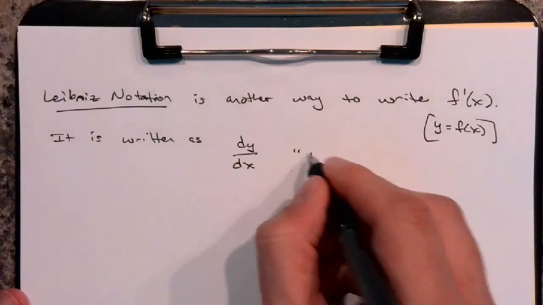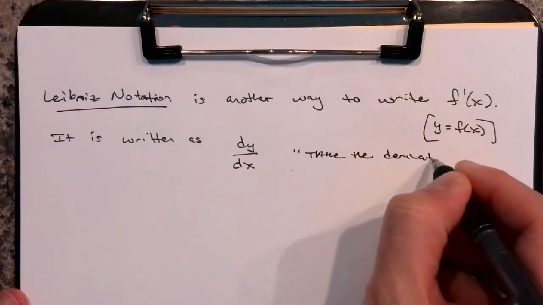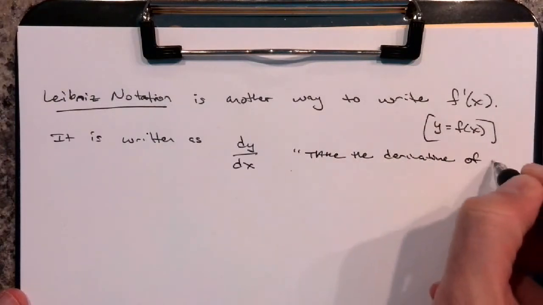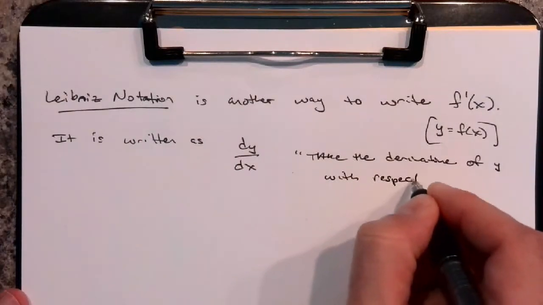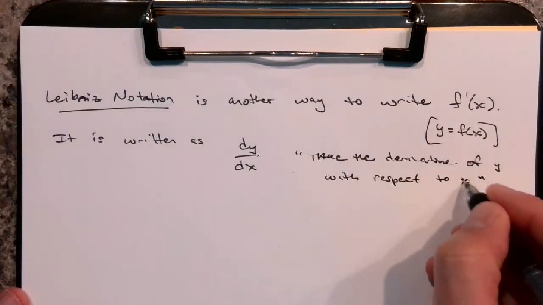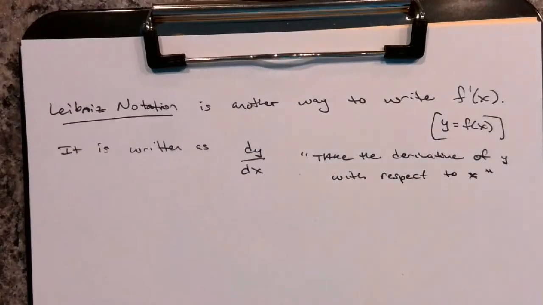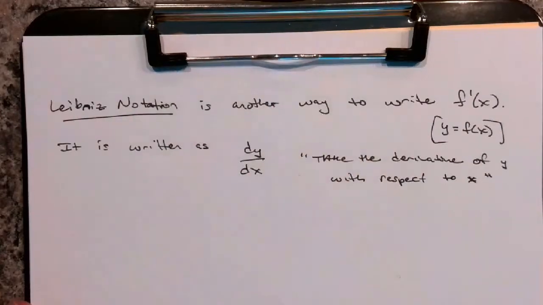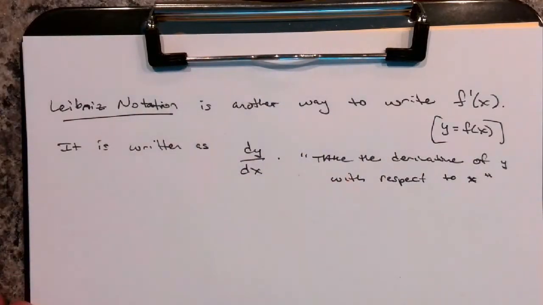What it really means is take the derivative of y with respect to x. That's how you would read that. All right, so take the derivative of y with respect to x. All right, so that's one way you might see it. So that's the Leibniz notation. The other ways you might see it, right?